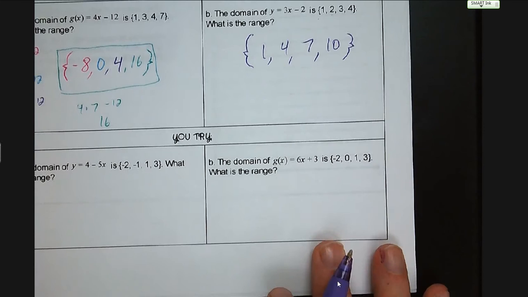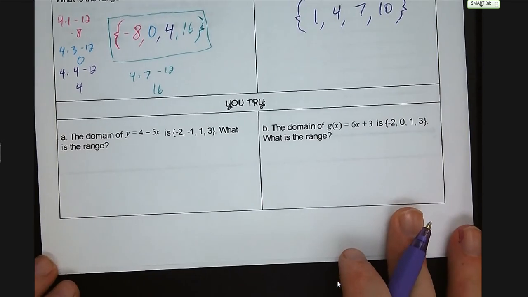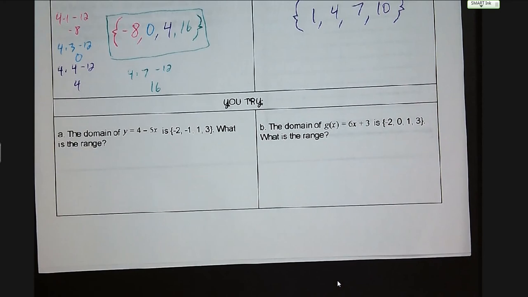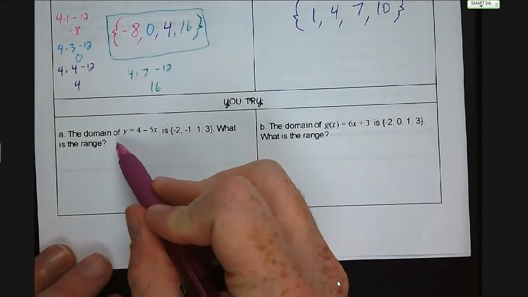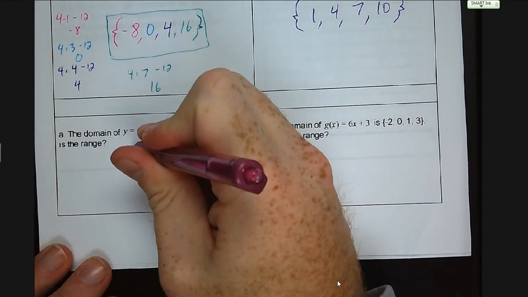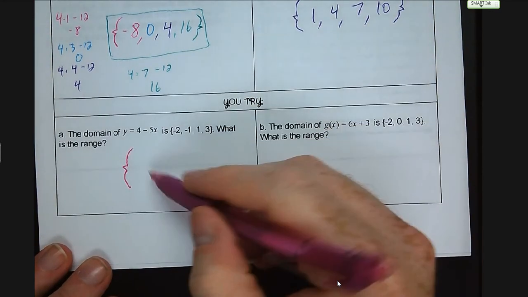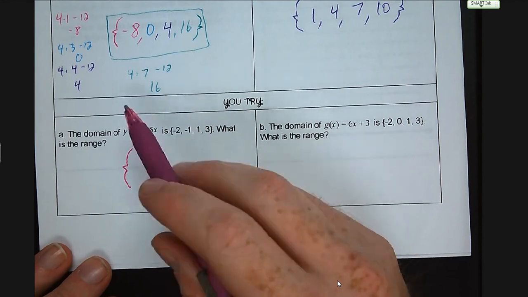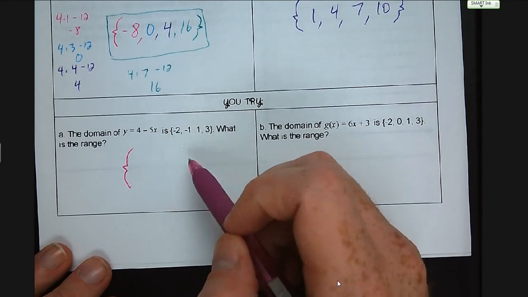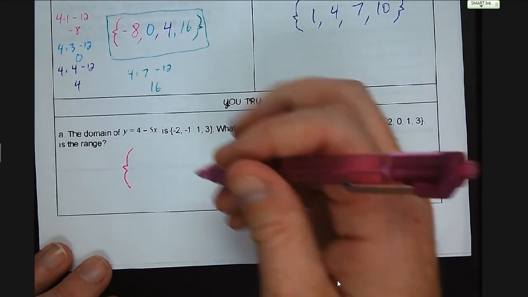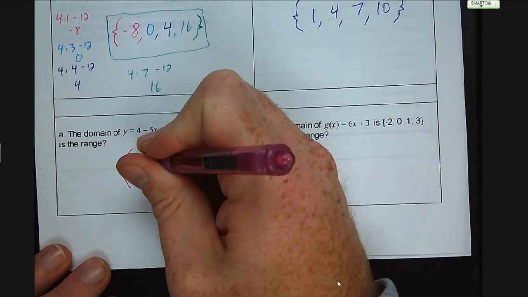All right, I want you guys to try letters A and B. So our equation, y equals 4 minus 5x, and we're putting in the domain of negative 2, negative 1, 1, and 3. So we start off negative 2, or 4 minus 5 times negative 2. 5 times negative 2 is negative 10. 4 minus negative 10 is 14.